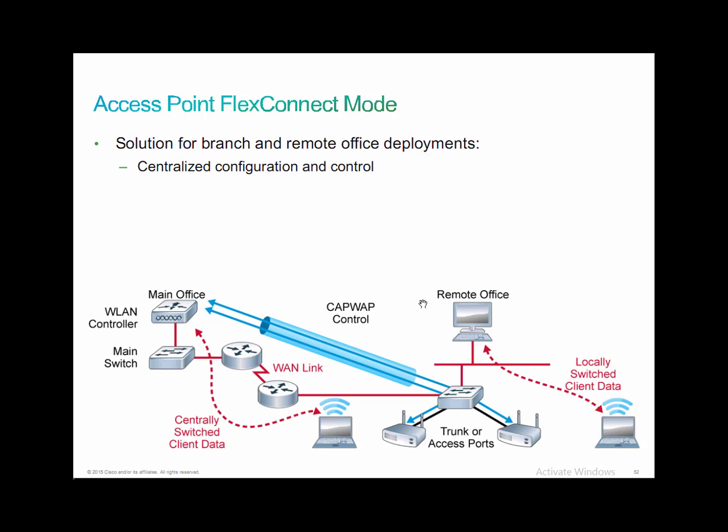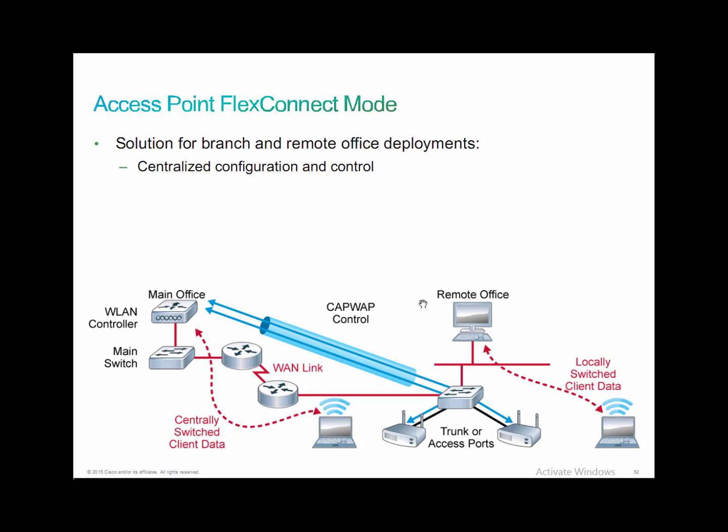FlexConnect, another mode of operation. I've already alluded to what this is a couple of times. It's an AP solution for branch offices or remote offices. Essentially, a FlexConnect AP allows you to configure and control the APs in a branch or remote location, whatever it might be, that are provisioned over a WAN link without having to actually deploy a controller at that remote location. So client traffic on a FlexConnect AP can be switched locally at the AP, or it can be tunneled back to the controller.